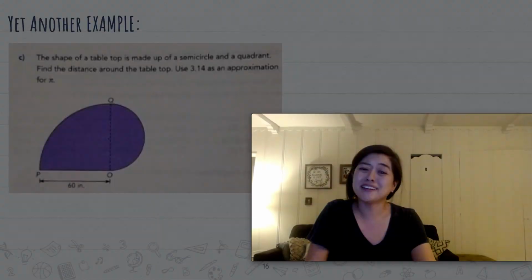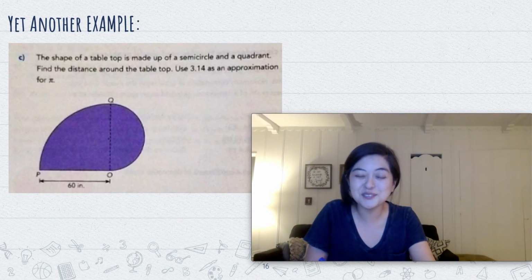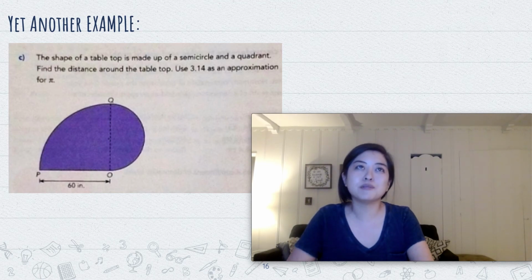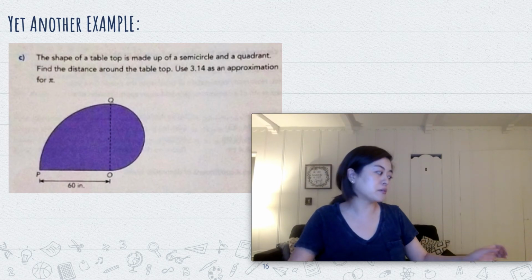All right, yet another example. I told you we have a lot of examples to practice with. So the shape of the tabletop is made up of a semicircle and a quadrant. Find the distance around the tabletop. Use 3.14 as an approximation for pi.